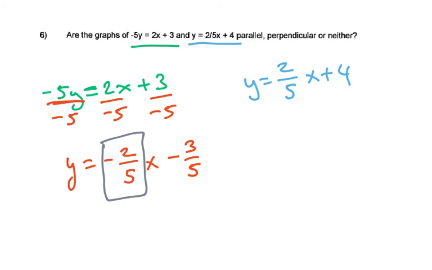Y is by itself, and the slope is 2/5. And then we have to entertain the question, are these parallel, perpendicular, or neither? So are they parallel? Again, equal sign, right? Parallel lines have equal slopes.